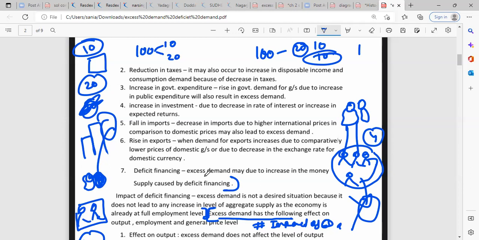Ma'am, what is deficit financing? When excess demand increases due to increased money supply, it is called deficit financing. So for example, you have 10 rupees with you, but I gave you 100 rupees. So again, you will demand a lot, right? Because now you have 110 rupees with you. So you will demand a lot. So that is deficit financing. Clear? Yes, ma'am.